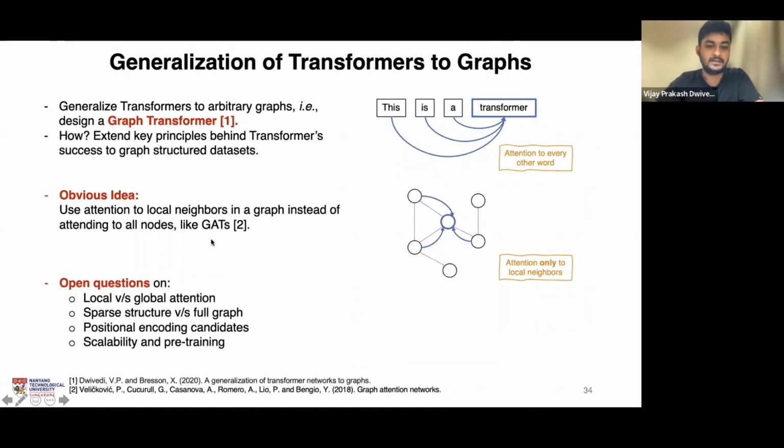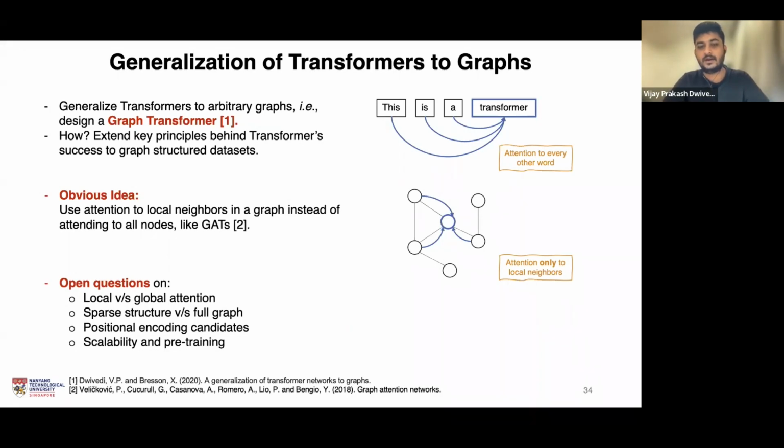In 2018, there was the very popular graph attention networks. Even today, it's used as one of the widely used graph attention or GNN baselines for different graph structure applications. In GATs, the idea was to perform attention only to local neighbors, and it showed good performance compared to the architectures of that time.